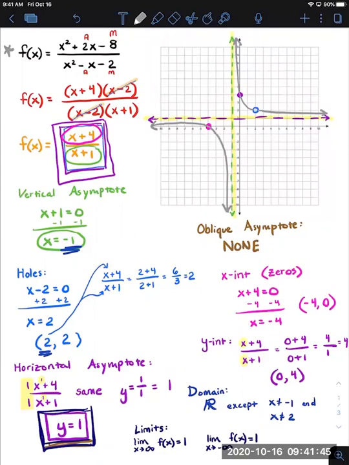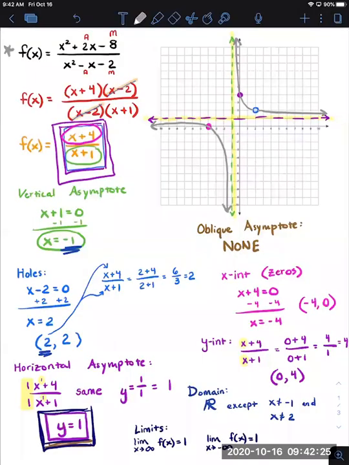You can always check your graph with a calculator or Desmos. I don't think that they show you the holes, but it at least gives you an idea if you graphed it correctly or not. So we can look at what it would look like in Desmos.